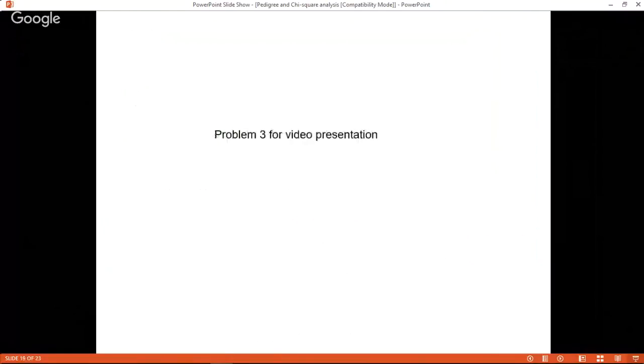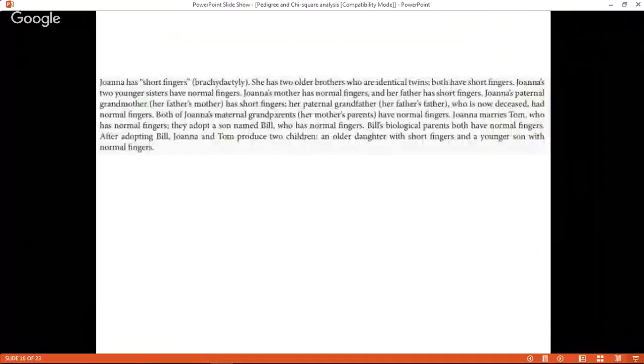Moving on to problem number 3. Joanna has short fingers. She has 2 other brothers who are identical, both have short fingers. Joanna's 2 younger sisters have normal fingers. Joanna's mother has normal fingers. Her father has short fingers. Joanna's paternal grandmother, her father's mother, has short fingers. Her paternal grandfather had normal fingers. Both of Joanna's maternal grandparents have normal fingers.